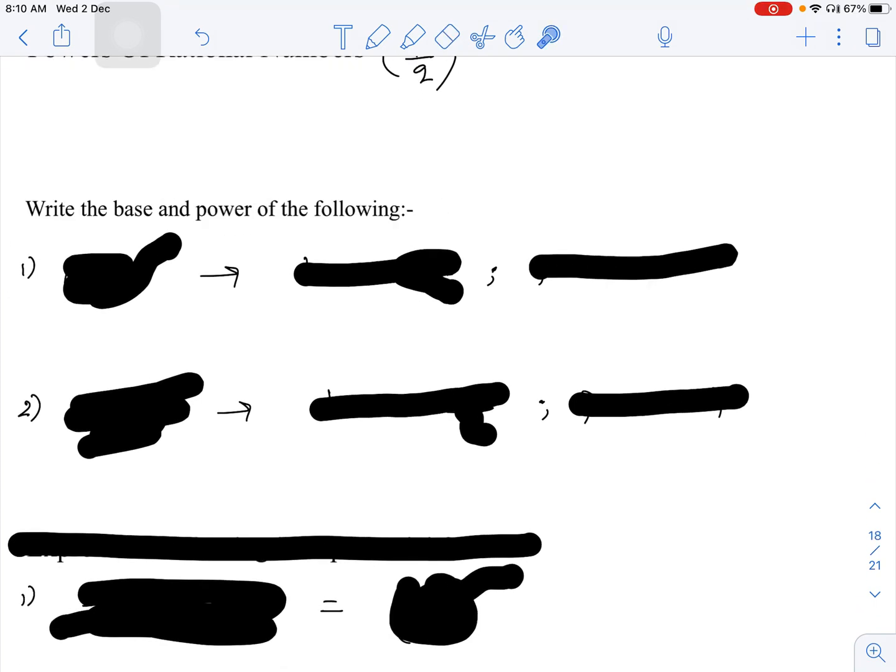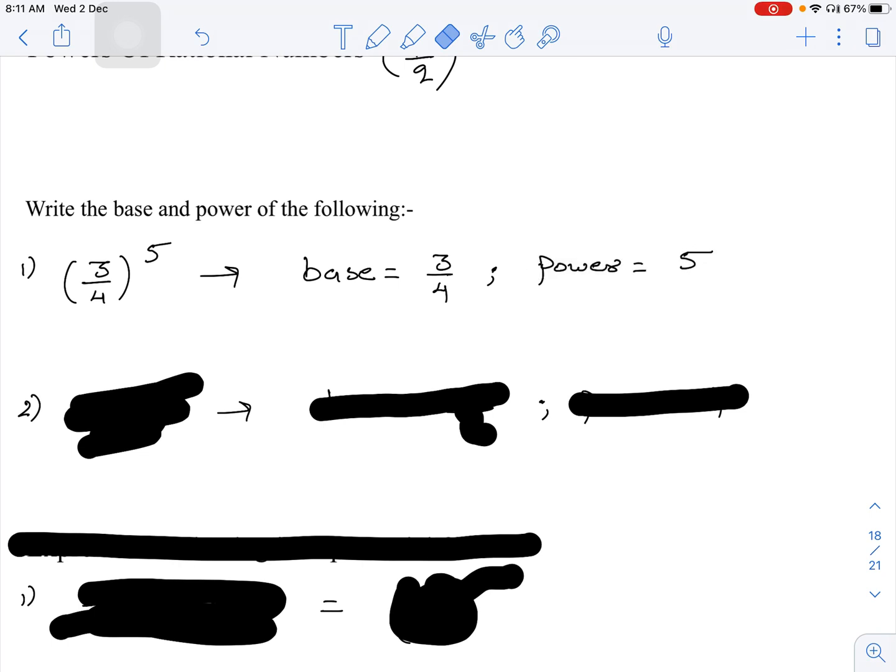Now, here it is given: write the base and power for each of the following. Our first example is 3 upon 4 raised to 5. How to read it? 3 upon 4 raised to 5. In this, as we have learned earlier, this represents the base and this represents the power. So the base is 3 upon 4 and the power is 5.